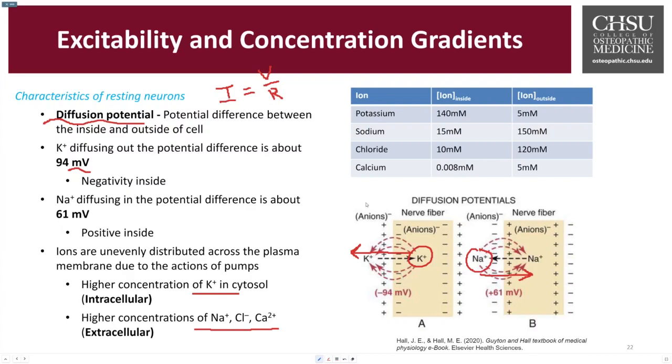Over here on the upper right, you can see a chart showing you the concentration of ions distributed. The three most important ions that regulate the charge of a neuron are potassium, sodium, and chloride. Calcium is only relevant for the releasing of a neurotransmitter. So you can look at the numbers. On the outside of the cell, we have 5 millimolars of potassium, 140 millimolars of potassium on the inside. However, sodium is 150 millimolars on the outside, whereas only 15 millimolars on the inside. And chloride is 120 millimolars on the outside and 10 millimolars on the inside.